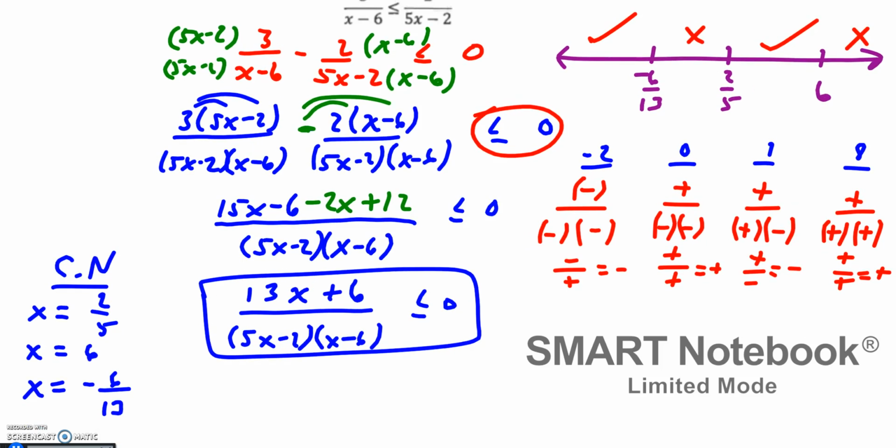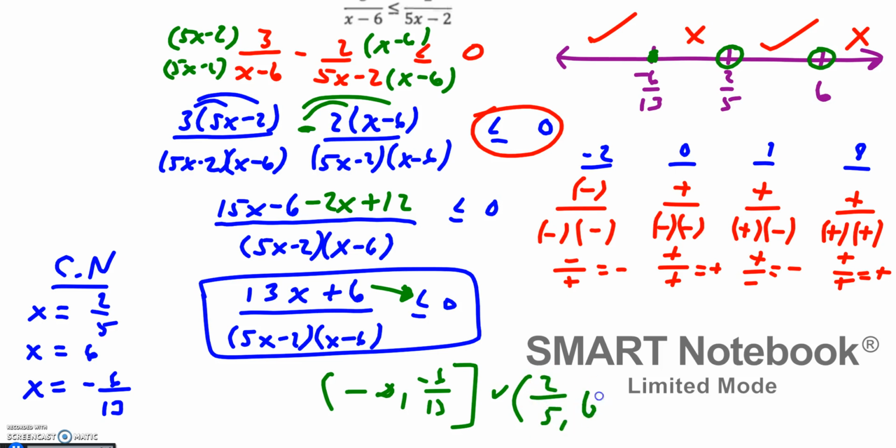The final answer in interval notation would be this. The two numbers in the denominator are never included, so these two dots must be open because the denominator is never included, but because we have less than or equal to, the numerator always corresponds with the inequality here. So this would be a closed dot, which means that my interval notation would be negative infinity to negative 6/13 with a bracket, union, this piece, which both be parentheses, union 2/5 to 6.